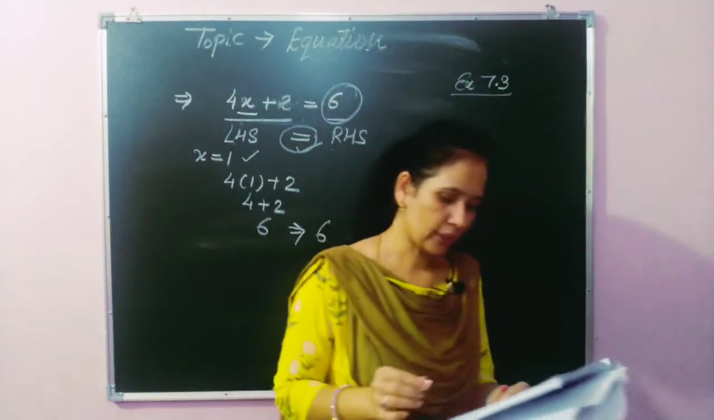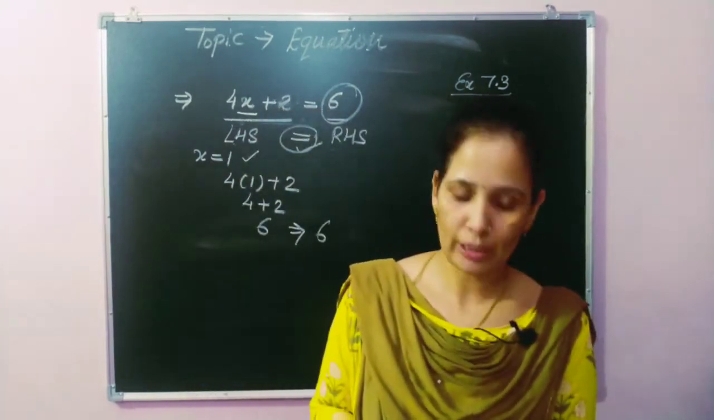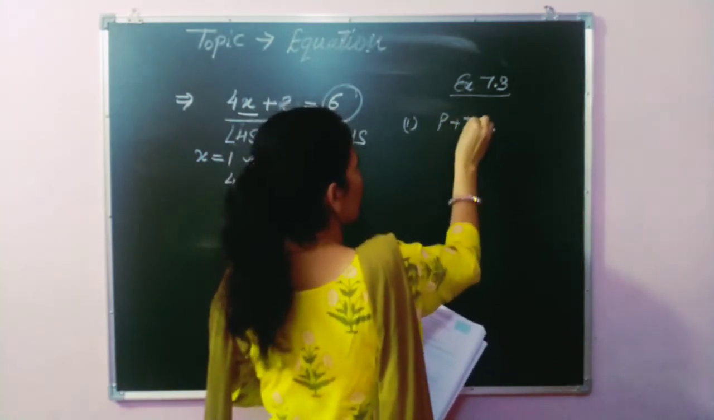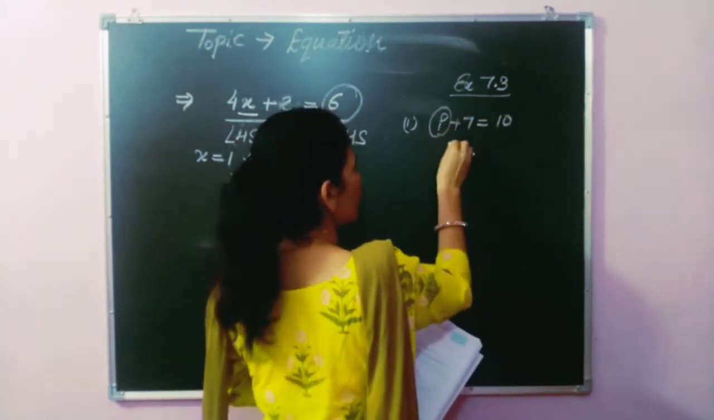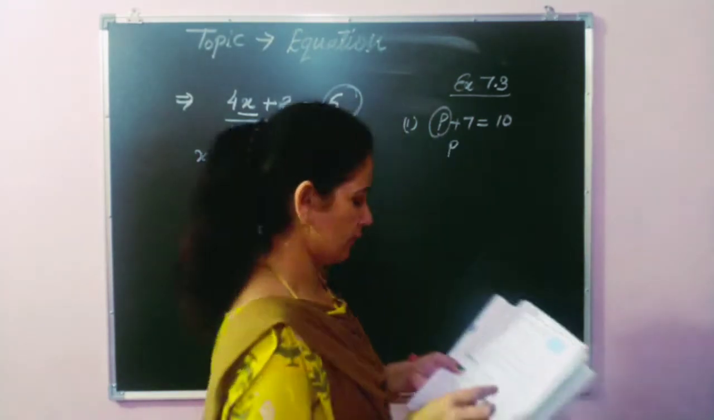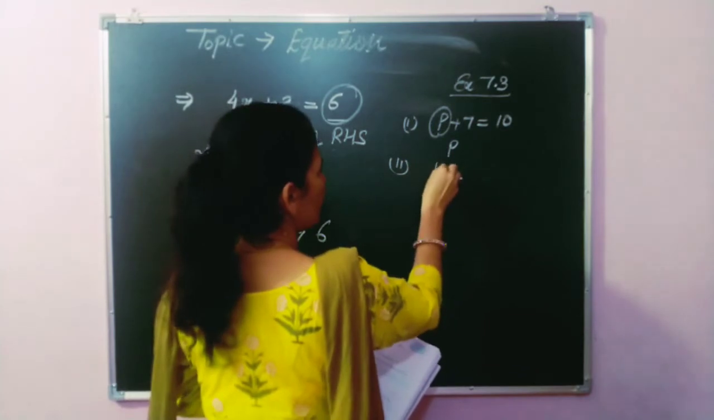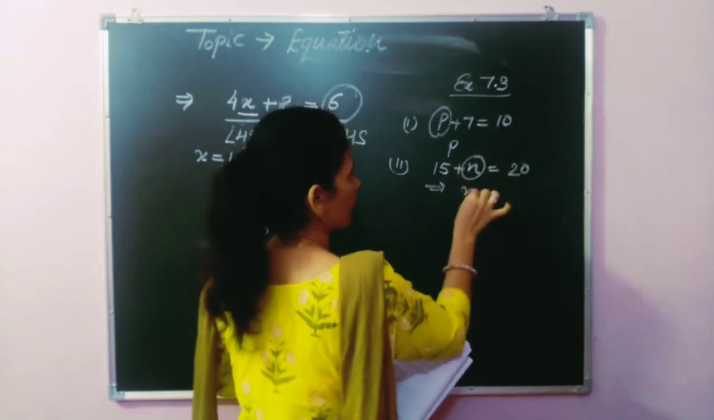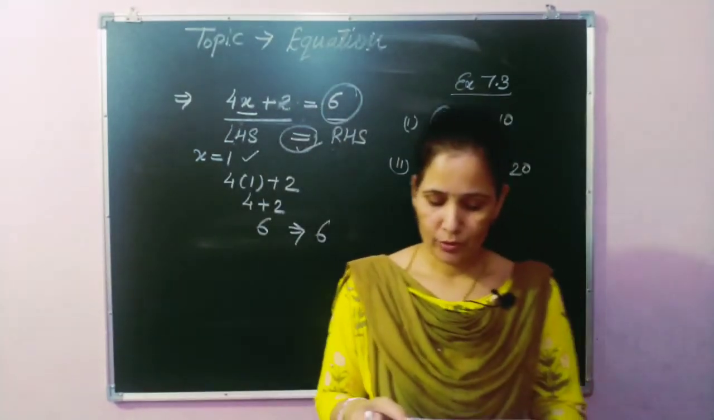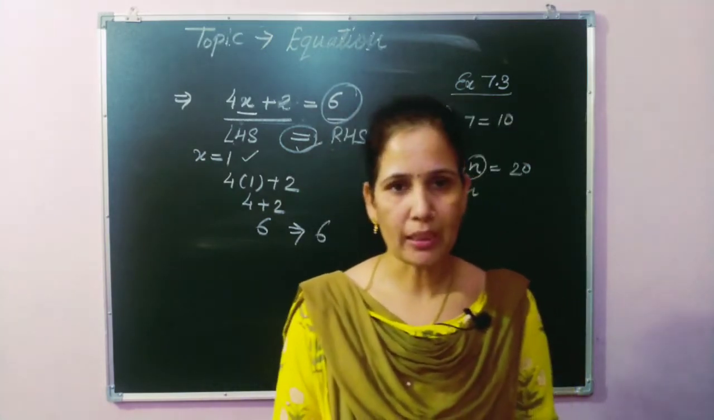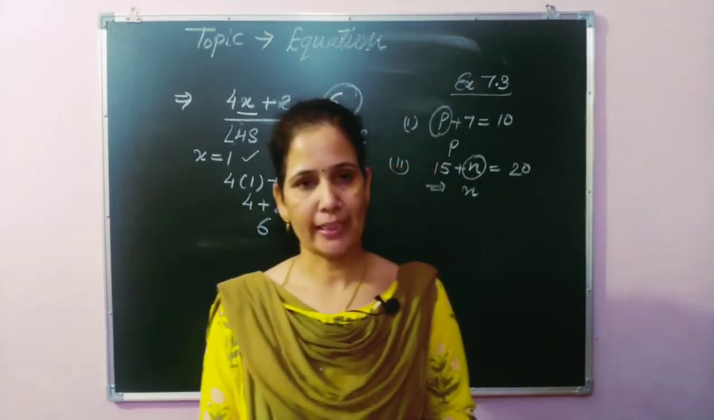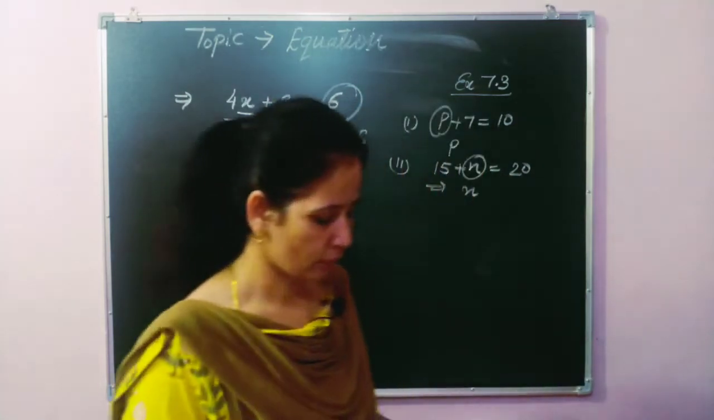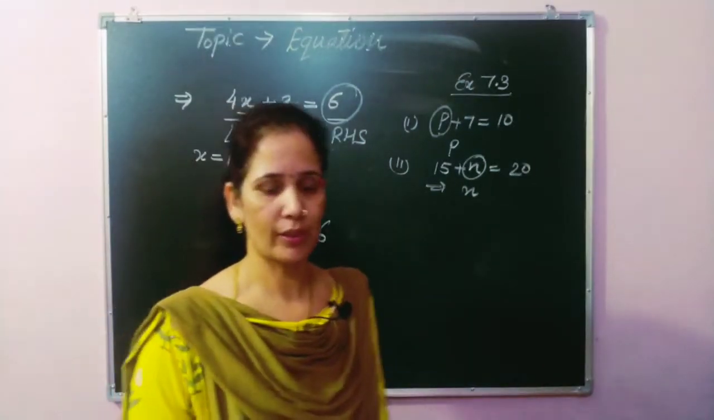In exercise 7.3, they have given: write down the variables in the following equations. Students, we have to find only the variable. p plus 7 equals 10. Here the variable is p. Let's take another example, 15 plus n equals 20. Here the variable is n. Like this, 2m minus 3 equals 14. In this the variable is m. Fourth part, x by 10 minus 2 equals 5. Here the variable is x. So like this we have to find the variable from all the parts of these questions.